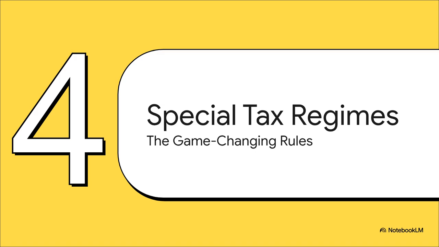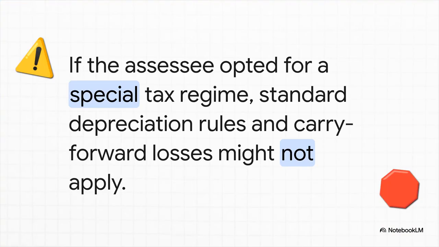Okay, let's move on to Section 4, the impact of special regimes. This is getting more and more complex, and if you miss this, it can lead to some major compliance issues. So this is a huge warning sign. If the person or company you're auditing has opted into one of these special concessional tax regimes, you have to throw the old rulebook out. The standard depreciation rules you're used to might not apply at all.